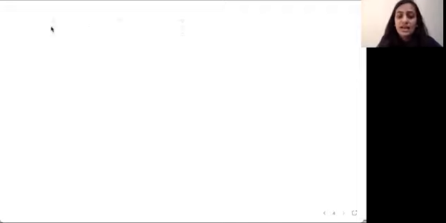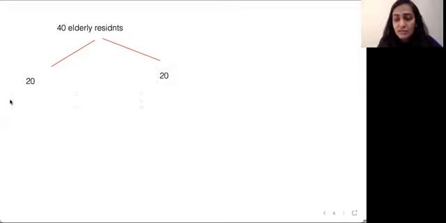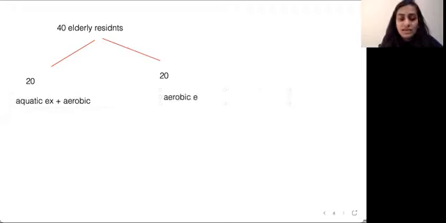Next one is there are 40 elderly residents. They have been divided into 2 groups of equal numbers. So they are divided into 20 residents in group A and 20 residents in group B. Group A has been given, let's say, aquatic exercise plus normal aerobic exercise. And group B has only been given aerobic exercises.